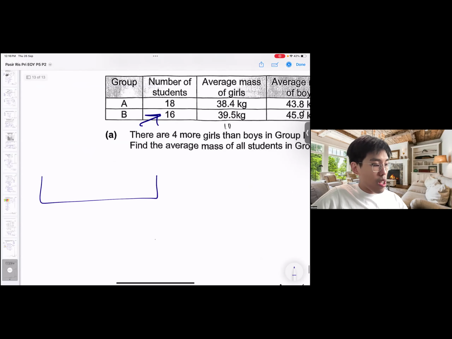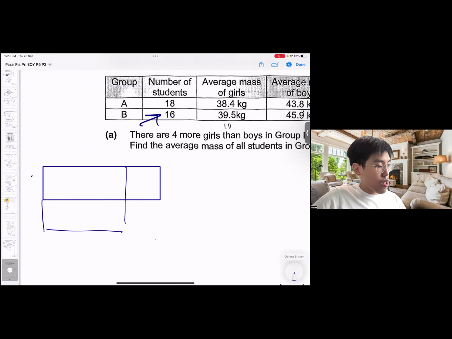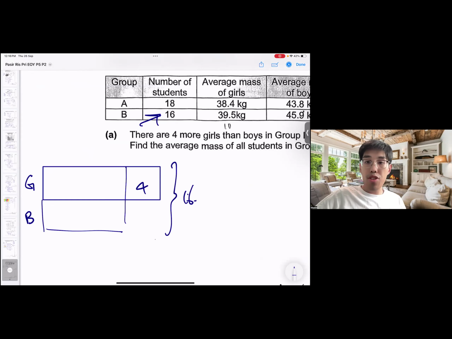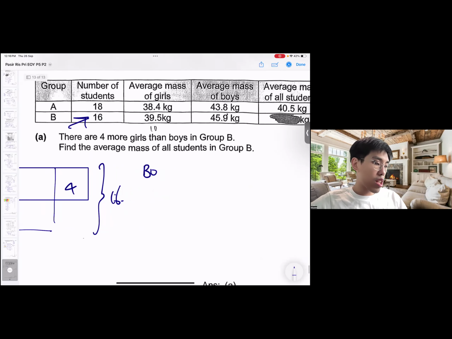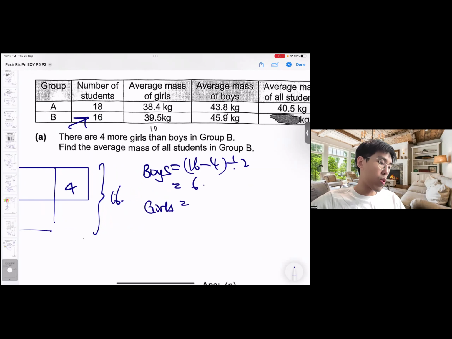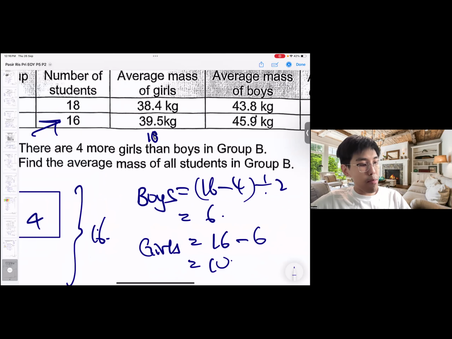So if we were to draw a model here, once again, draw a model for boys. Oh no, girls got more. So 4 more, and its total is 16. From here we can straight away identify how many boys and how many girls there are. For boys, it will be 16 minus 4 divided by 2, that will be 6. Then girls will therefore be 16 minus 6, which is 10. So girls is 10 and boys is 6.